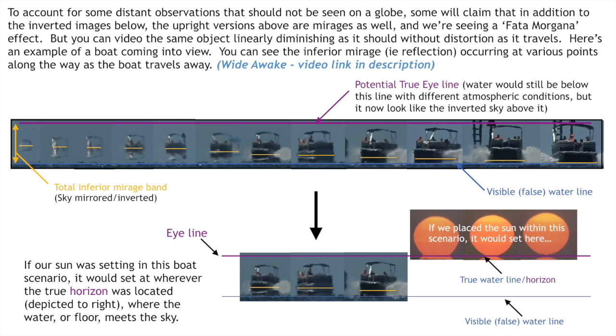So here's an example of a boat coming into view. You can see the inferior mirage, i.e. reflection, occurring at various points along the way as the boat travels away. Again, video link in the description. Keep in mind that the water exists within that yellow zone that I've marked out with that arrow. Water still exists there. The purple line represents the possible horizon. I've just placed possible because I'm not sure within this video, but the horizon would be above that layer. And if that layer were to disappear, you would see water behind the boat as it travels away.